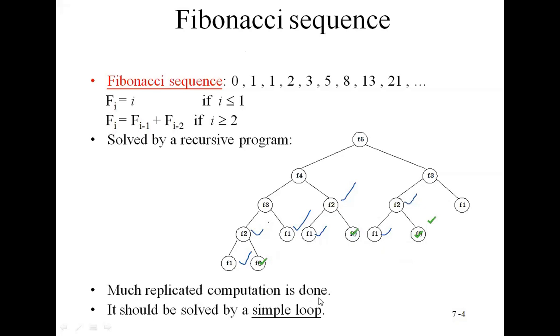To calculate f of 5, you need to calculate f of 2 some number of times. You need to calculate f of 1 some number of times. You need to consider f of 0 some number of times. So it should be solved by a simple loop. We can solve the same problem with a simple loop by storing the values in a table.